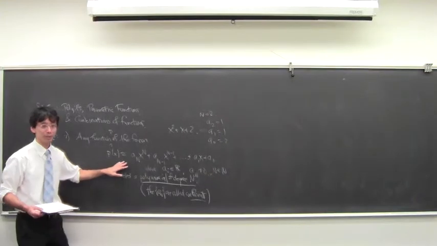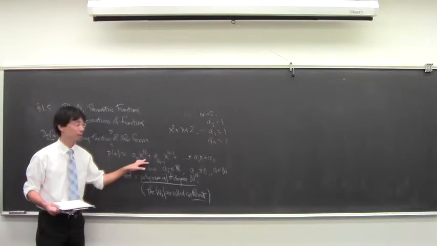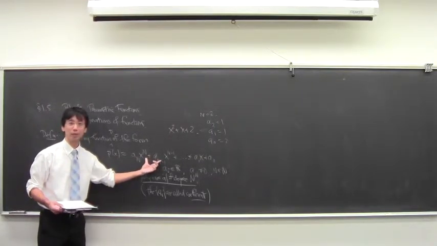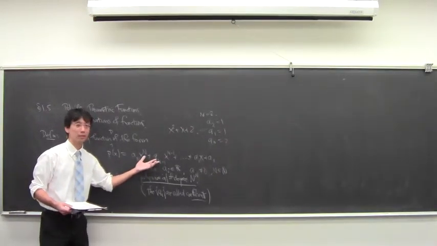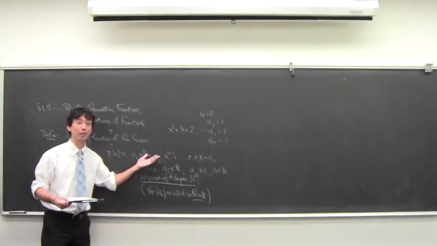Is that clear? That this actually is a polynomial? Maybe it's not. I think when I first saw this, I was confused. Why is this a polynomial? But I hope it's pretty clear. Anything that looks like this is a polynomial. Any polynomial is going to look like this. This is the general form of a polynomial.